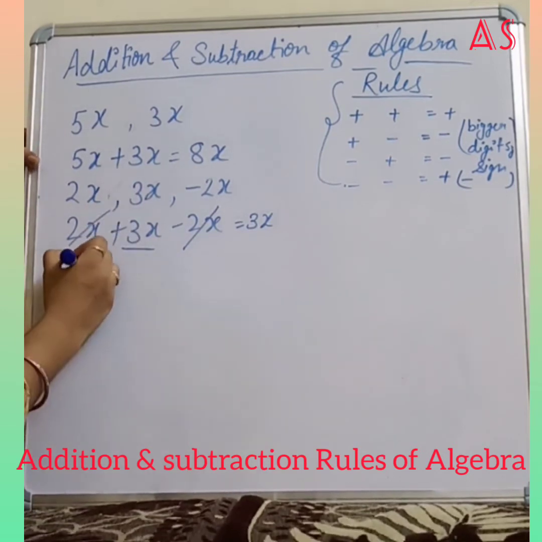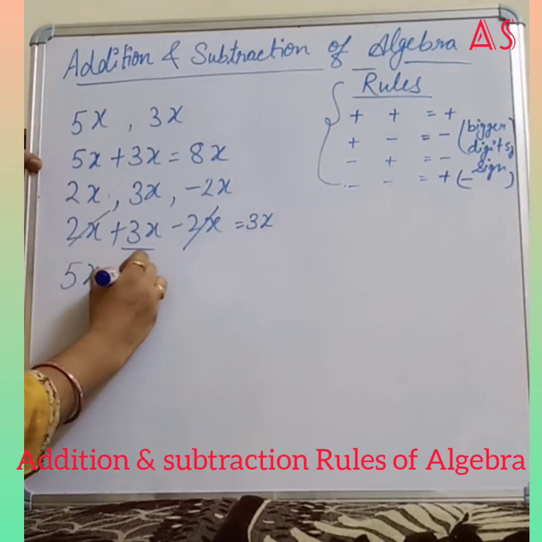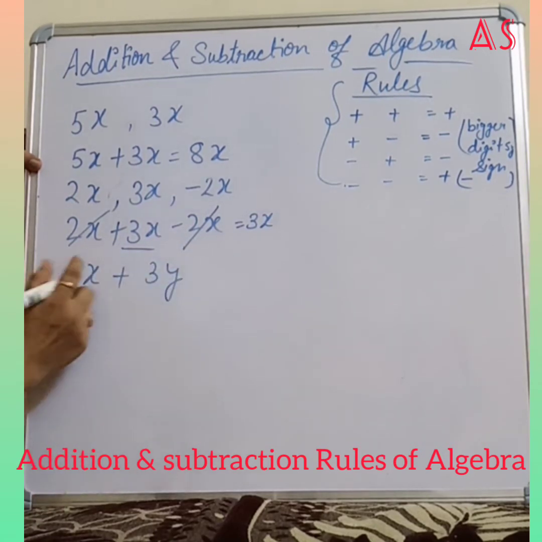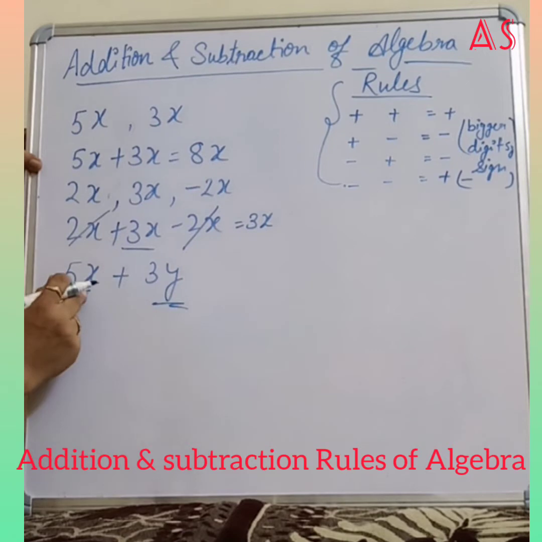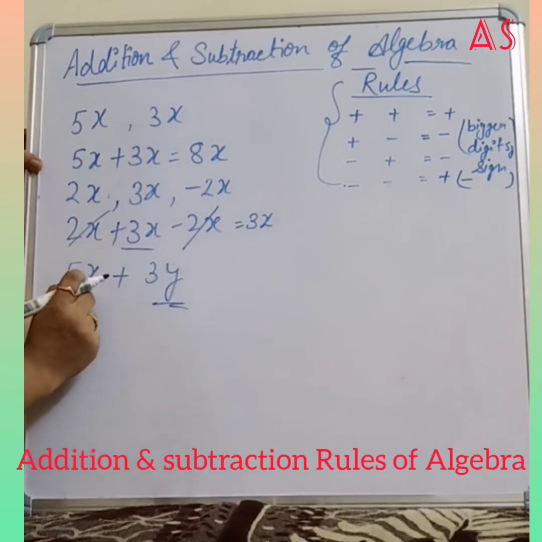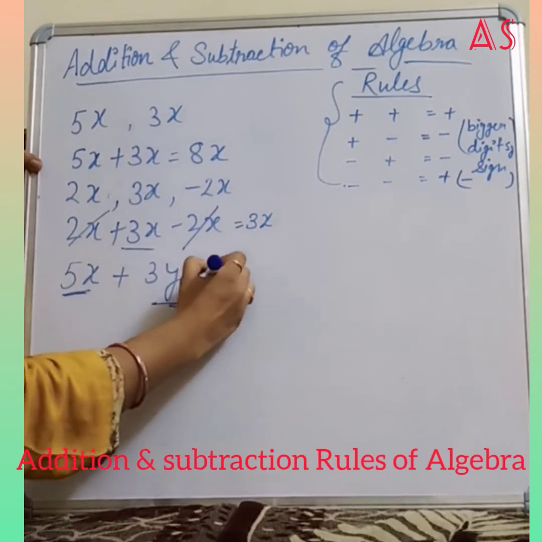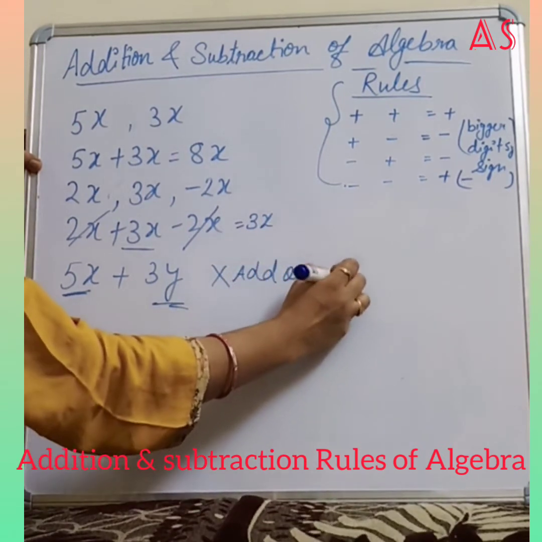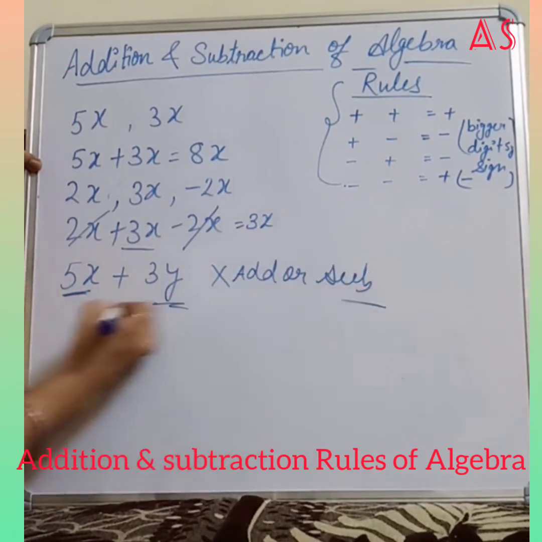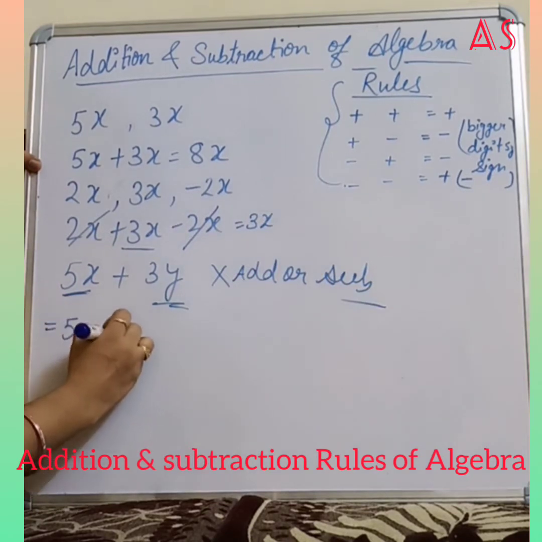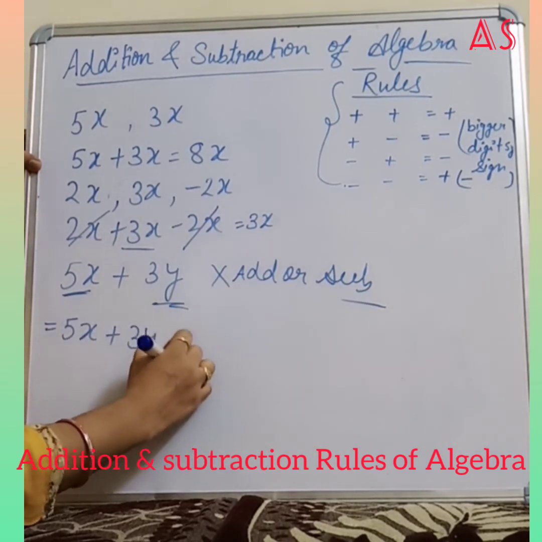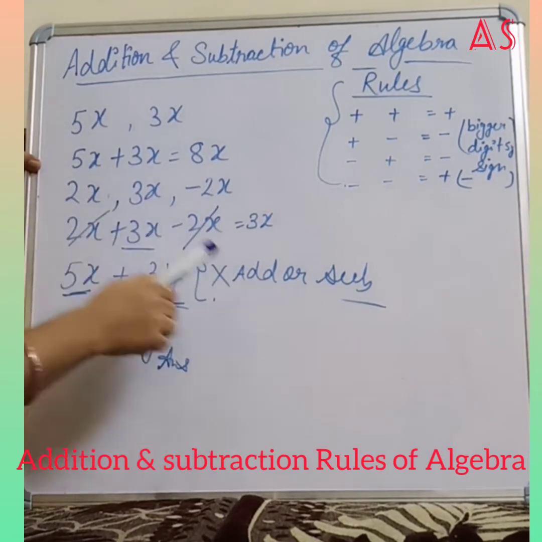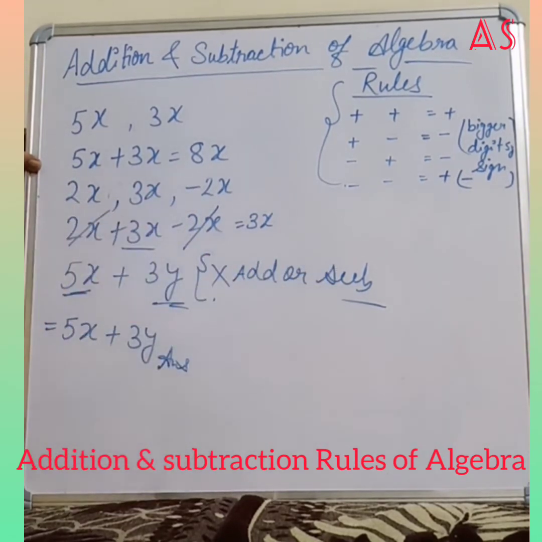Suppose we have unlike variables, 5x plus 3y. Now these are unlike variables, 5x and 3y. This is x, this is y. So unlike variables never add or subtract. Okay, so our answer will be as it is: 5x plus 3y is the answer. Clear? What did I tell? Unlike variables never add or subtract.